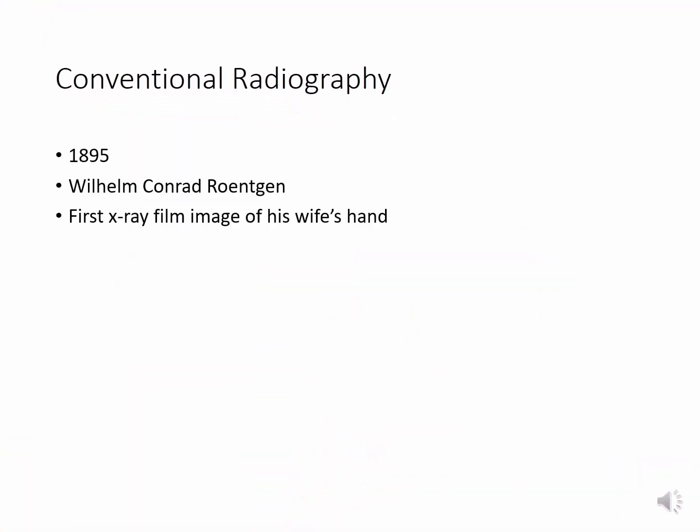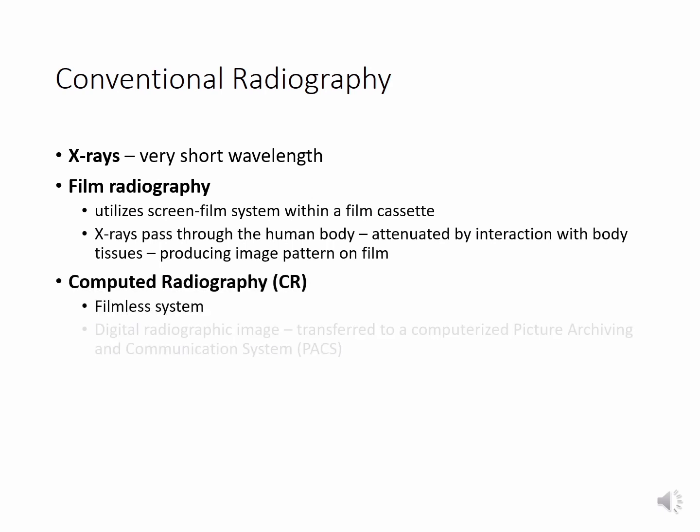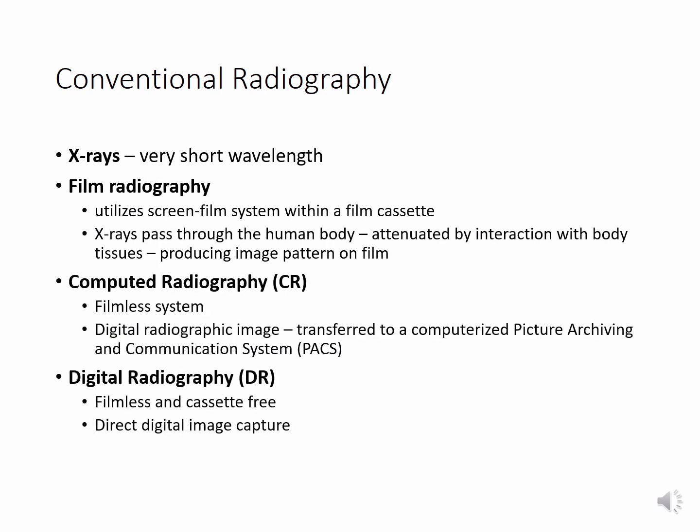So, conventional radiographic examination of the body dates back to the genesis of diagnostic radiology in 1895 when Mr. Wilhelm Röntgen produced the first X-ray film image of his wife's hand. Conventional radiography remains fundamental to the practice of diagnostic imaging. So X-rays are a form of radiant energy similar in many ways to visible light. They differ from visible light in that they have a very short wavelength and they are able to penetrate many substances that are opaque to light.